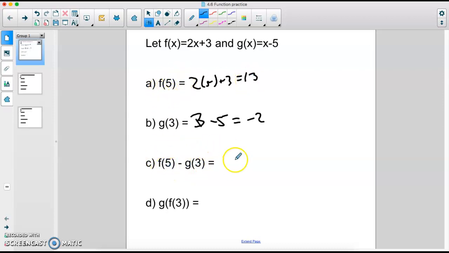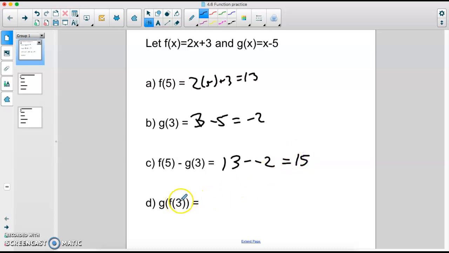Okay, and then f of 5 minus g of 3. Well, f of 5, we already know the answer to that. That's 13, right? So we can just plug in 13. And then minus, so we'll do a negative sign, and then whatever our answer for g of 3 was. Well, our answer for g of 3 was negative 2. Okay, two negatives make a positive, and so 13 plus 2 is 15.